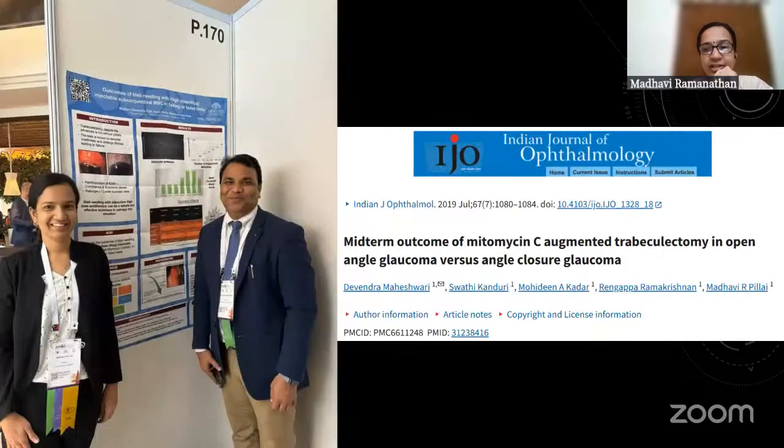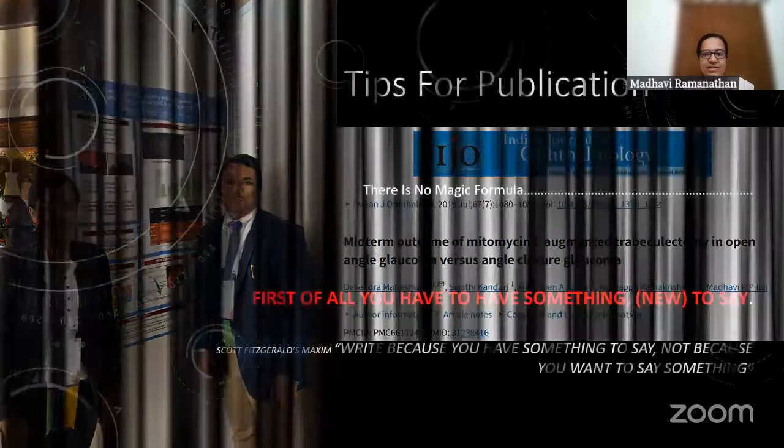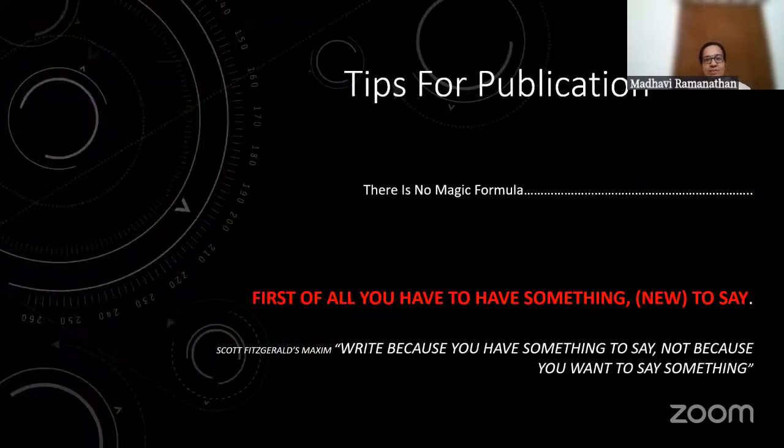So after a hiatus of 10 years, that was in 2009, and then in 2019, I had my second publication after meeting my second mentor, who rekindled my passion for publications. So thus started my journey. I'll be sharing a few tips. So the first tip is, there is no magic formula. First of all, you have to have something to say.